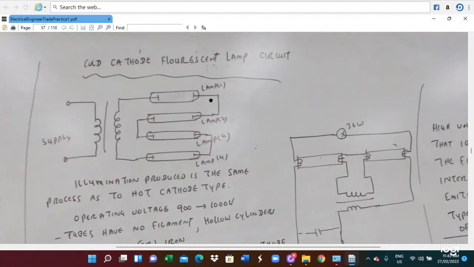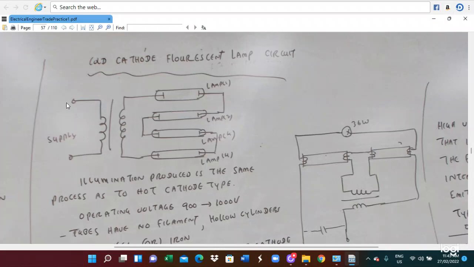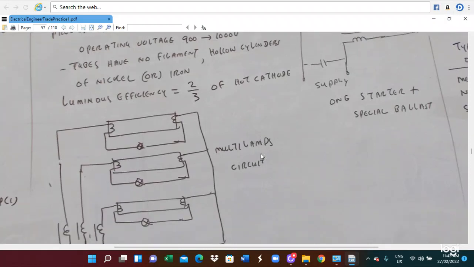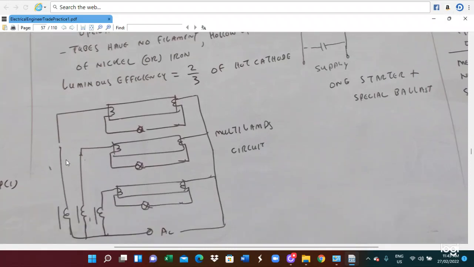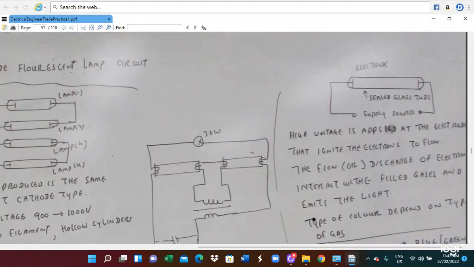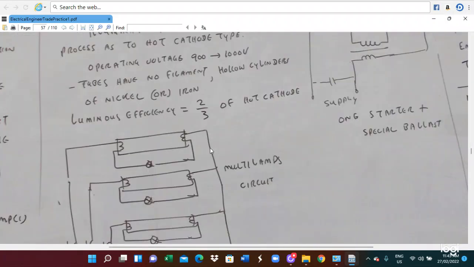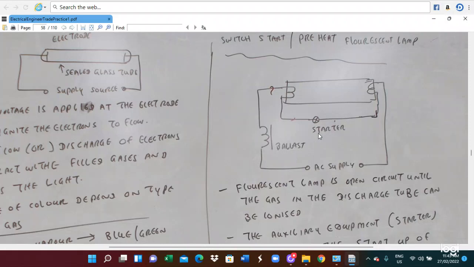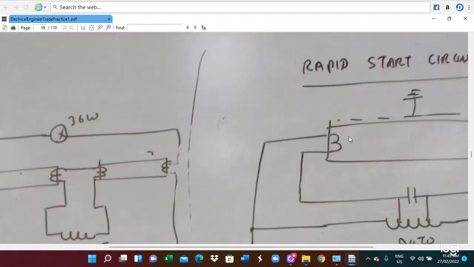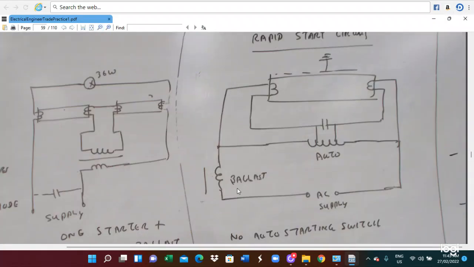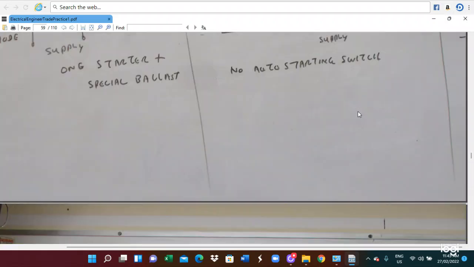Therefore, this is the connection of the cold cathode lamp, with the supply connection here, and here is the connection of the fluorescent lamp and the supply. Also the multi-lamp circuit, we connect with different ballasts for their connection. Here we are talking about the switching function. Here is the connection of the starter, ballast and the AC supply. Here is a rapid starter circuit, with the ballast, auto transformer, and rapid starter circuit connection.